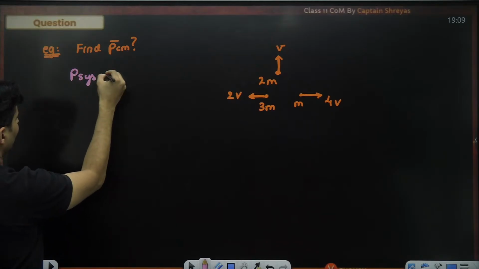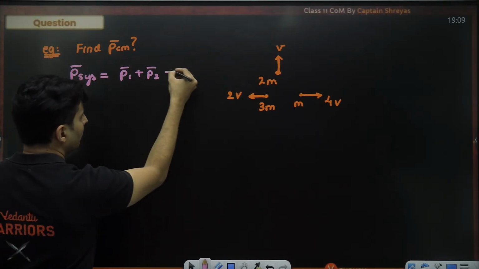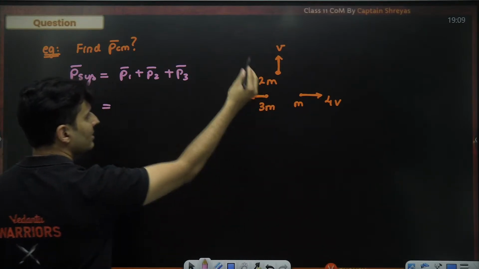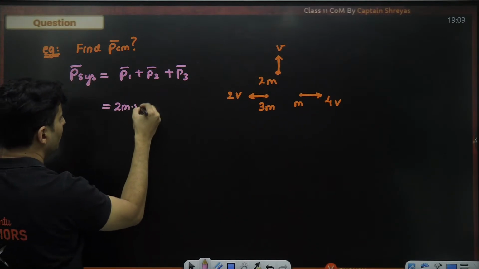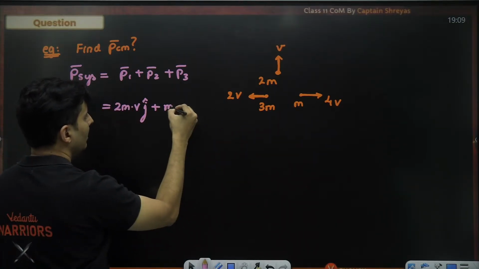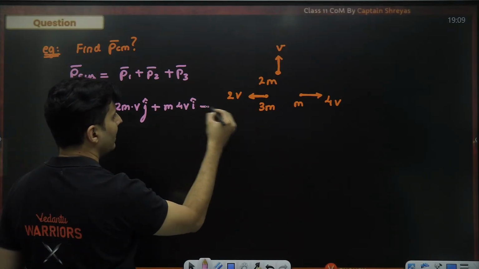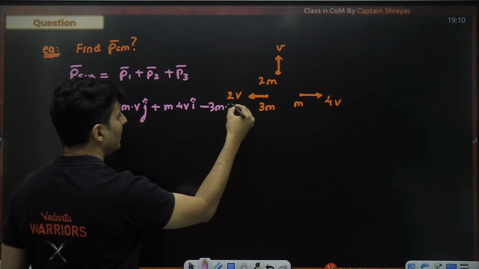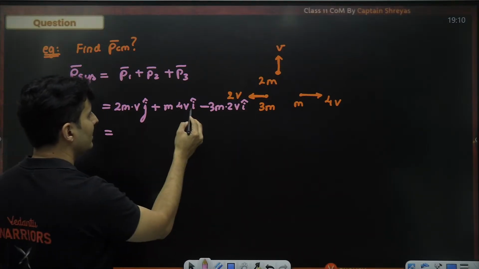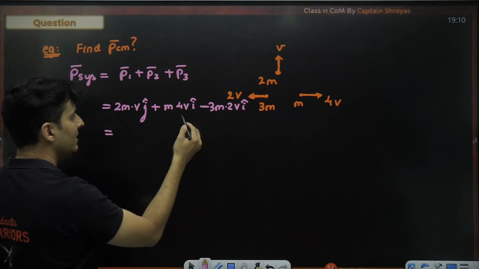The total momentum of the system is momentum of 1 plus momentum of 2 plus the momentum of 3. The first mass momentum is 2 times m into v, but it will be j cap. The next mass is m. The velocity is 4v, but in i cap. And the last mass will have negative momentum 3m into 2v, but this will be i cap. So as you can see, this is also i, this is also i. 3 2s are 6. 4 minus 6 is 2.